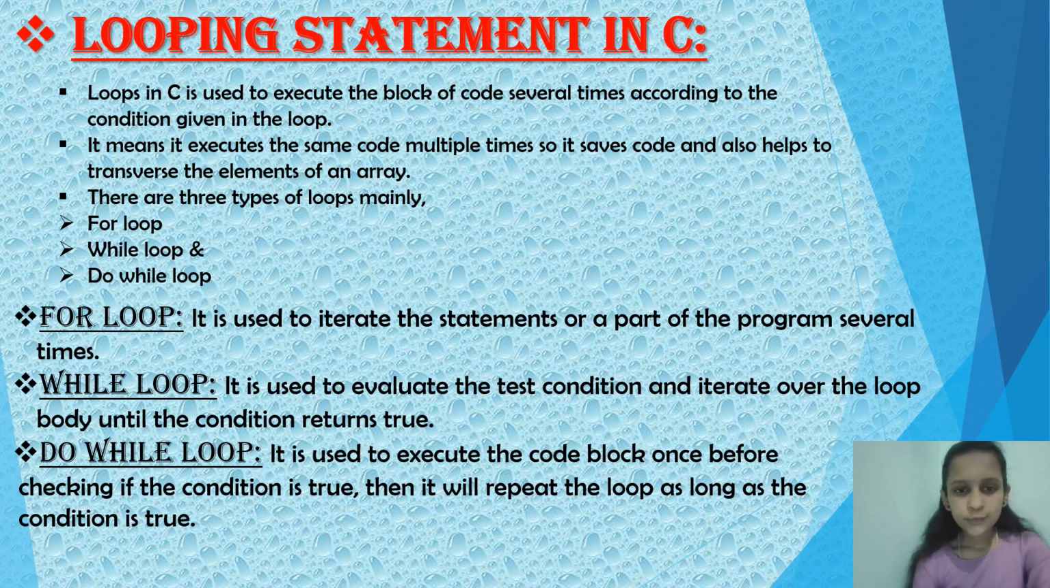For loop. It is used to iterate the statements or a part of the program several times. While loop. It is used to evaluate the test condition and iterate over the loop body until the condition returns true. Do while loop. It is used to execute the code block once before checking if the condition is true. Then it will repeat as long as the condition is true.